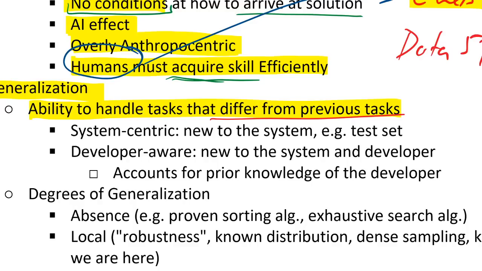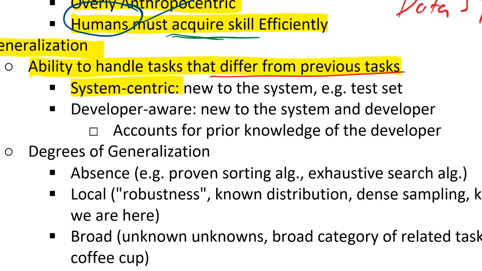Now there are two ways you can view this. There is system-centric generalization, and that's basically if you take the strict definition here. So this would be a machine learning system that trains on the training set and then is evaluated on the test set. It has never seen the test set before, so it's generalizing, right? That's called system-centric generalization. But that's not really enough here, because we also need to take into account the developer of the system. So developer-aware generalization means that you generalize to situations that are new to the system and to the developer. So a developer of an ImageNet model knows that it is going to be evaluated on the ImageNet test set. And that is in this category, system-centric, because the developer knows.